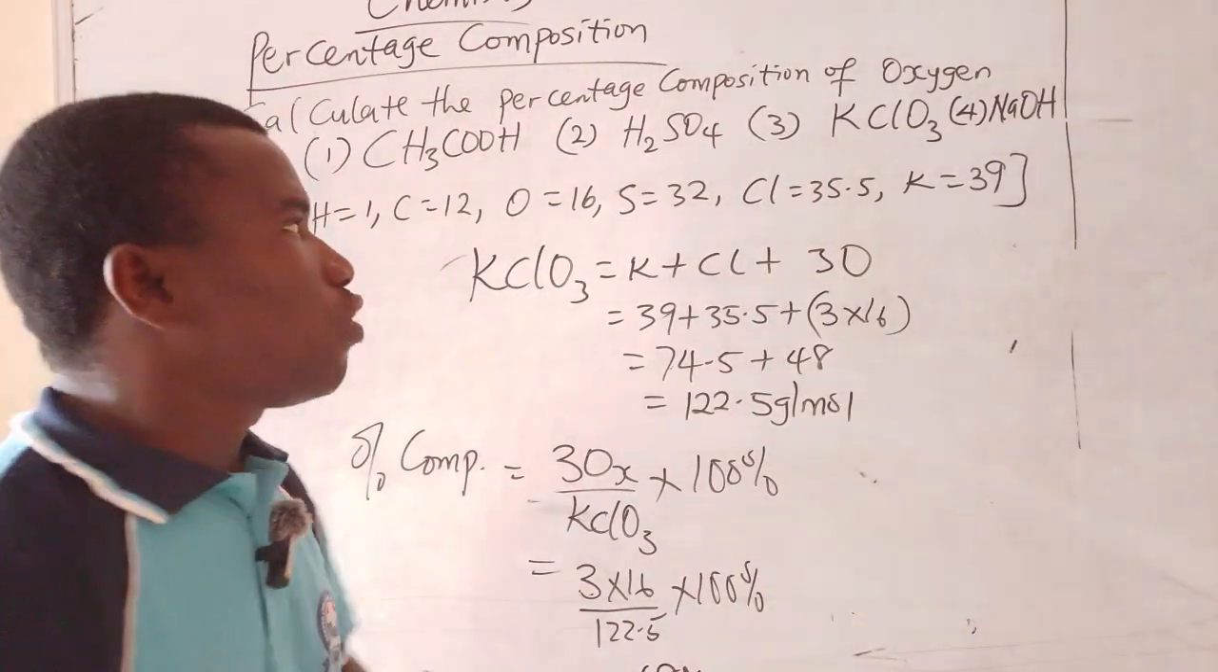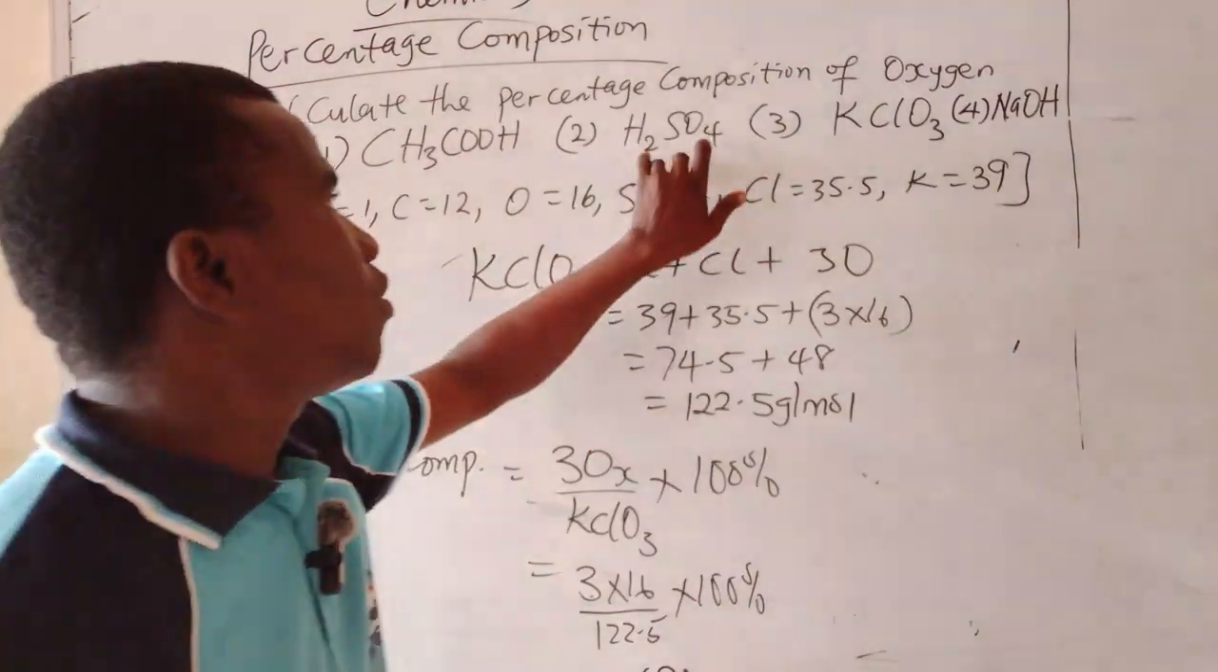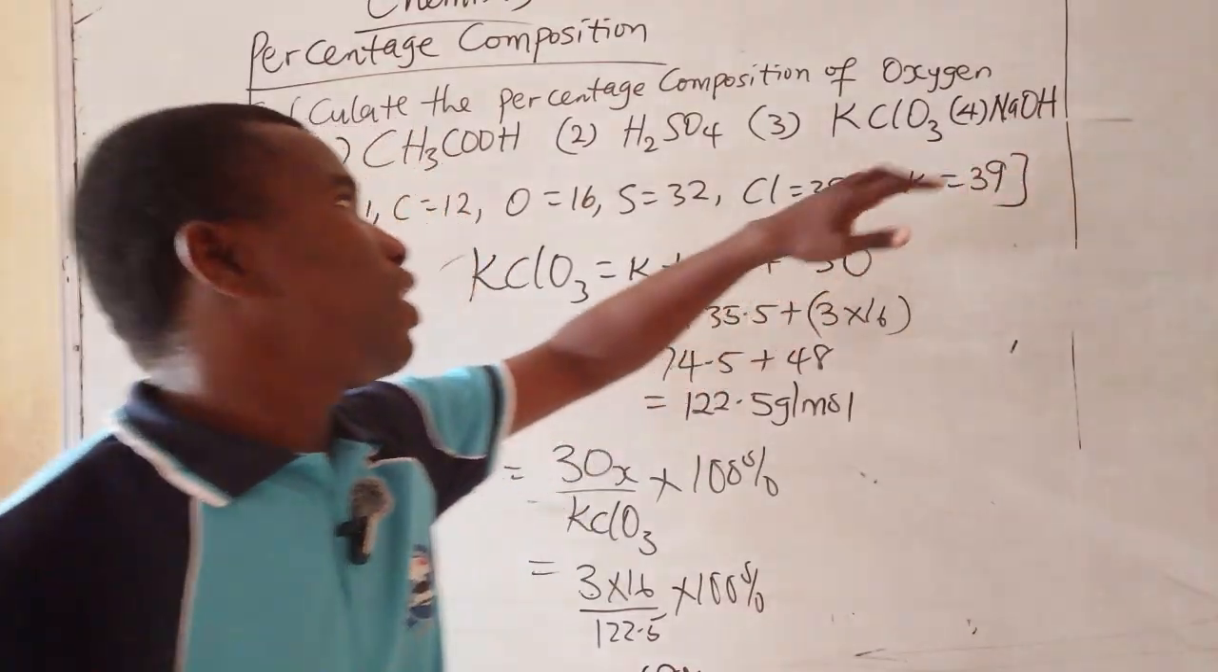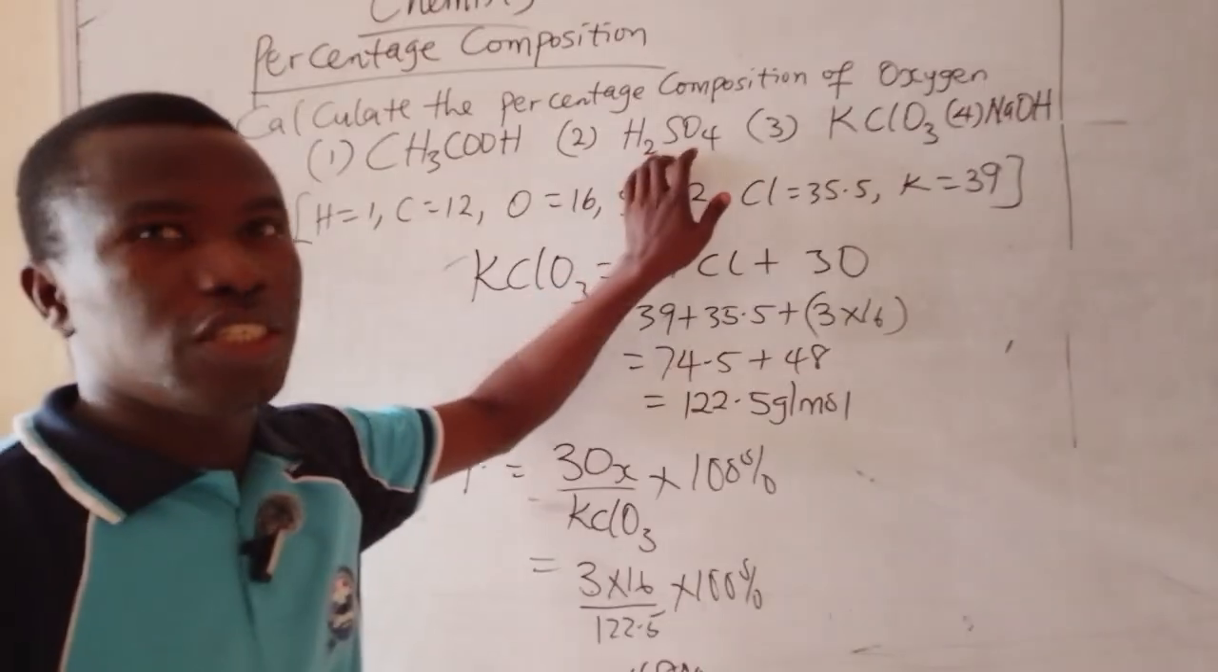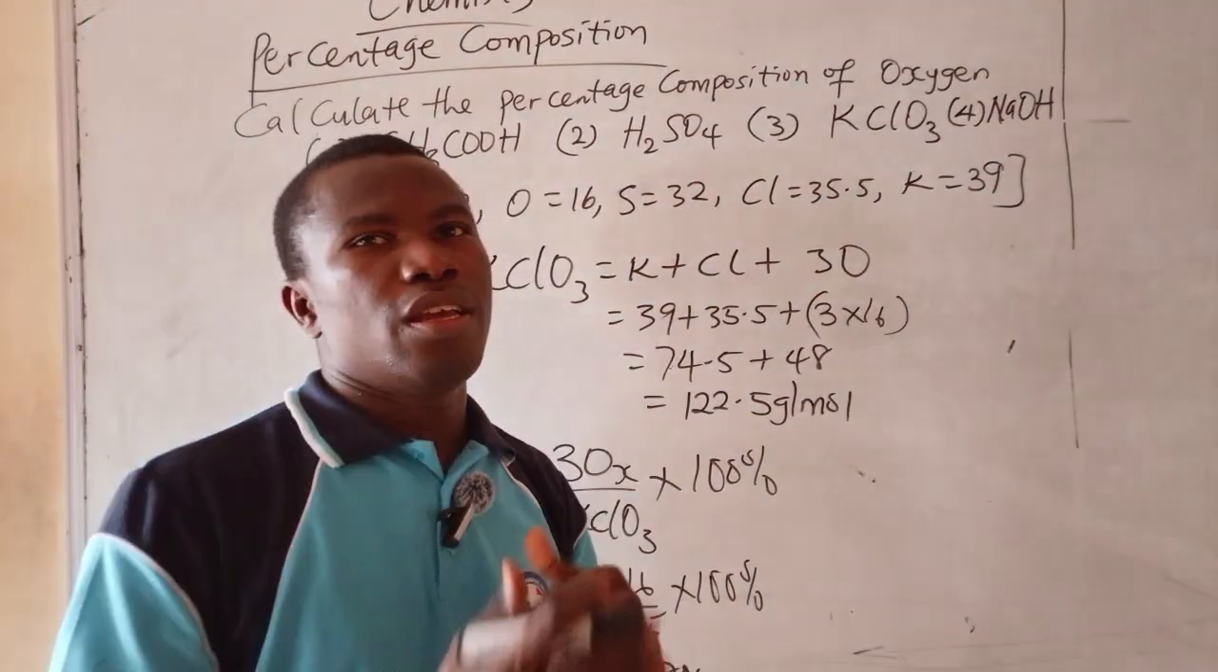Don't forget that. So you can try your hands on others like H2SO4 and NaOH. Calculate the percentage composition of oxygen in each of these compounds.